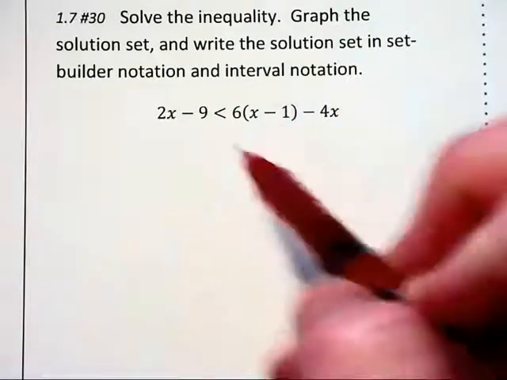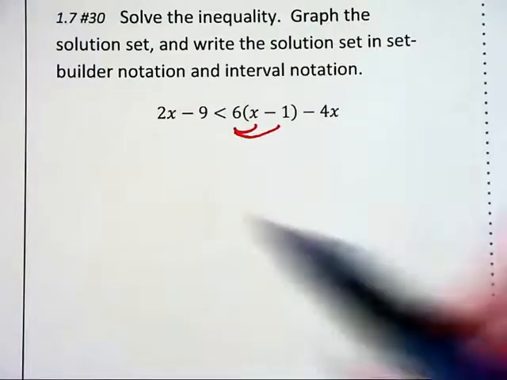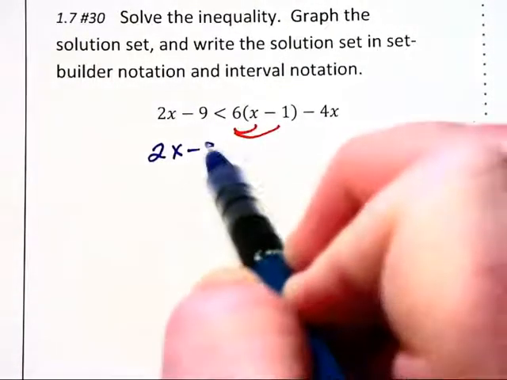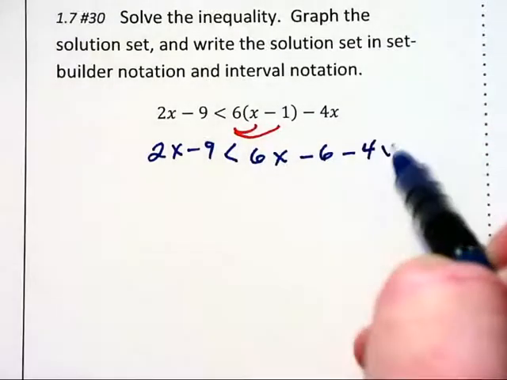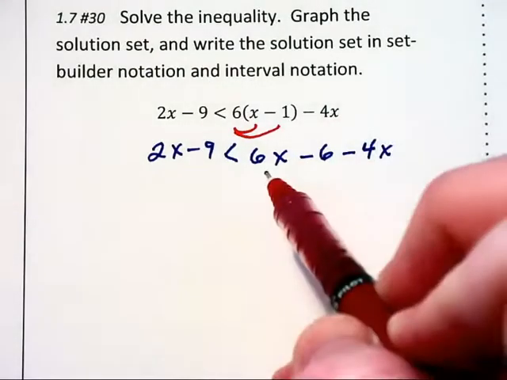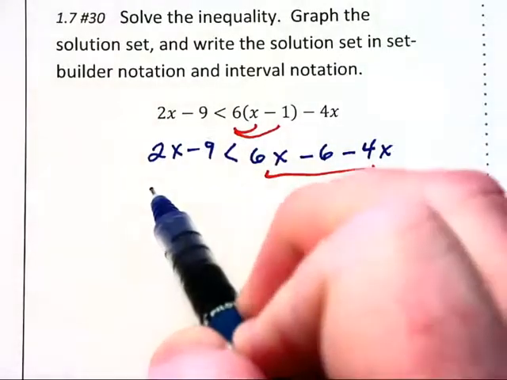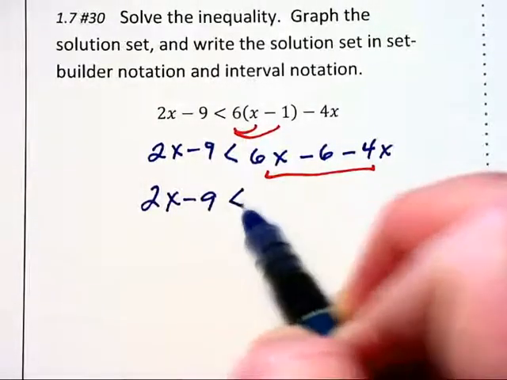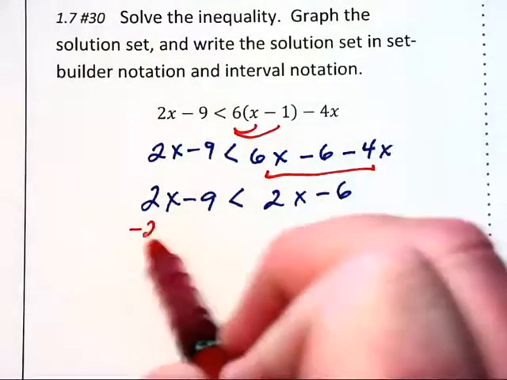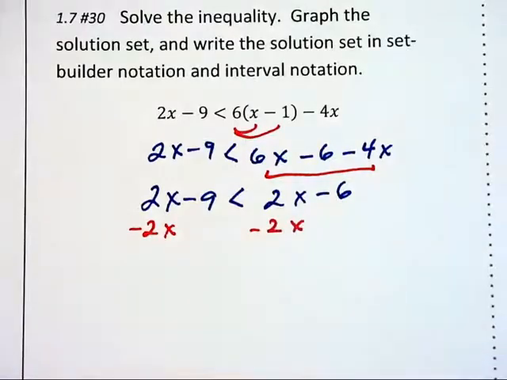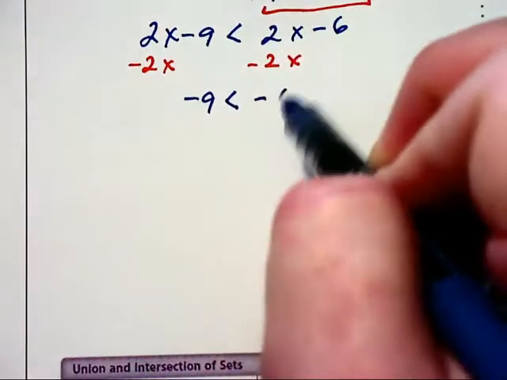In this next inequality, we begin by distributing on the right-hand side of the equation. This gives us 2x minus 9 is less than 6x minus 6 minus 4x. And on the right side of the inequality, we have like terms which can be combined together. We now have 2x minus 9 is less than 2x minus 6. And again, we have two x's that can be subtracted off of each side. This leaves us with negative 9 is less than negative 6.